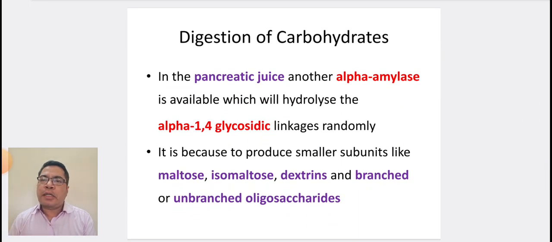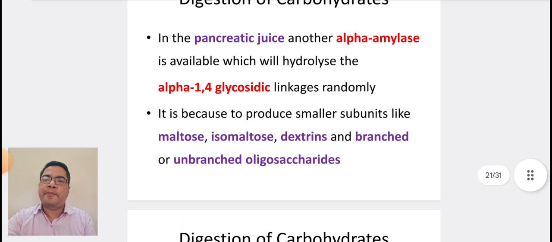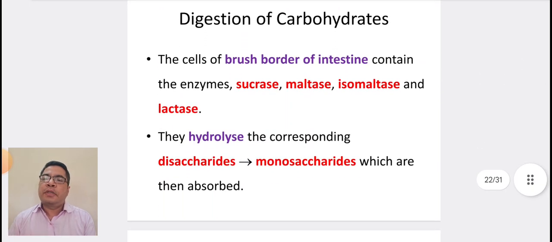In the pancreatic juice, another alpha amylase is available, which will hydrolyze the alpha 1,4 glycosidic linkages randomly to produce smaller subunits like maltose, isomaltose, dextrins, and branched or unbranched oligosaccharides. The cells of the brush border of the intestine contain the enzymes sucrase, maltase, isomaltase, and lactase. They hydrolyze the corresponding disaccharides to monosaccharides, which are then absorbed.